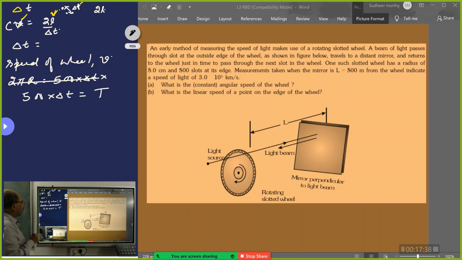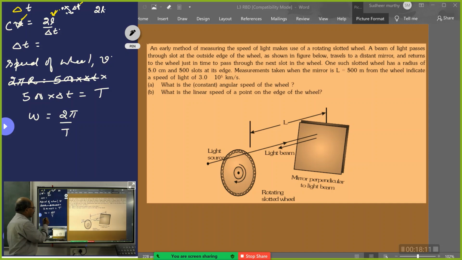Now from this you can find out omega. Omega is equal to 2 pi by T. So you have just now found out T, the period of revolution. You substitute here, you will get omega. Omega is equal to 2 pi by T, where capital T is the period of revolution.